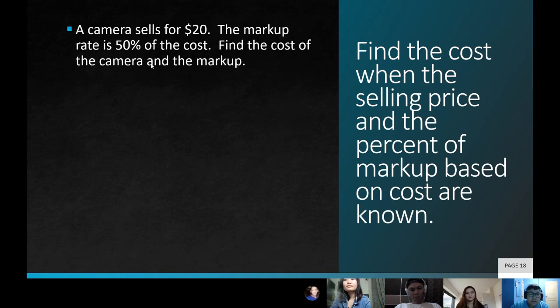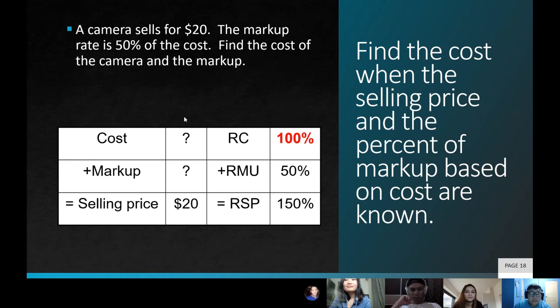The next question is where we find the cost when the selling price and the percent of markup based on cost are known. A camera sells for $20. The markup rate is 50% of the cost. Find the cost of the camera and the markup. As you can see from the slide, the selling price is given, but the cost and the markup are not given. So how are we going to find the cost and markup? We look at the next slide.